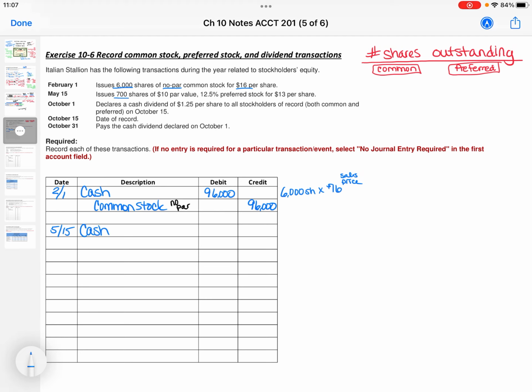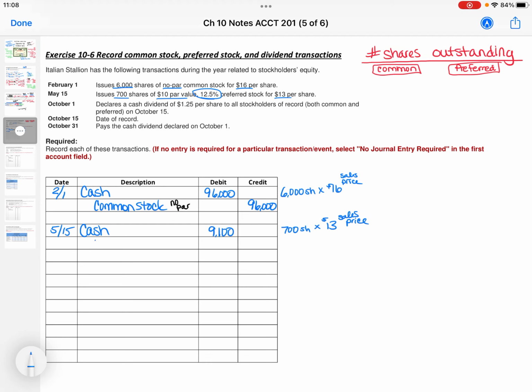We're selling 700 shares. It's got a par value of $13 a share. The percentage is given there too. I don't need to do anything with the percentage right now, but I'll do it in just a second. So for now, just take the number of shares, 700 shares, and multiply it by the sales price. So that sales price, $13. That's my cash amount. So $9,100.